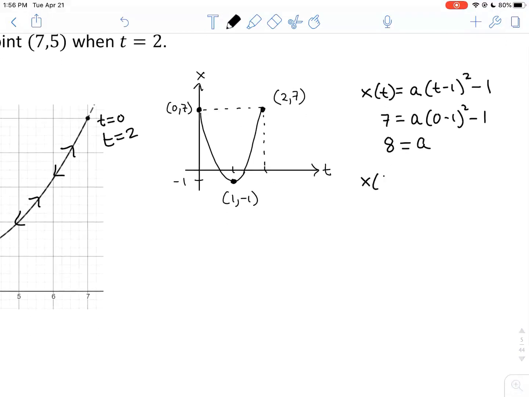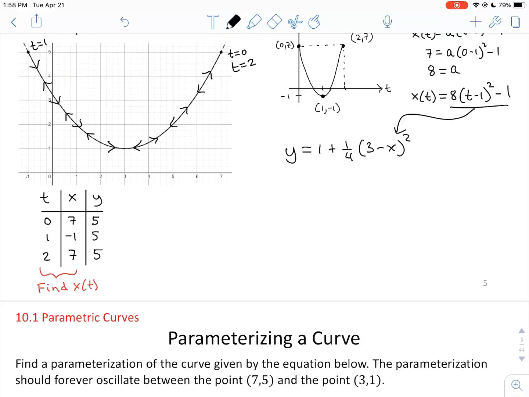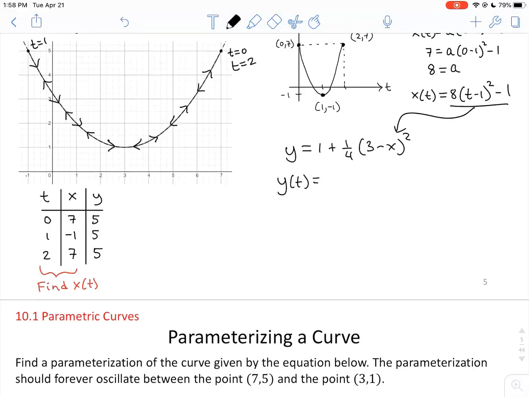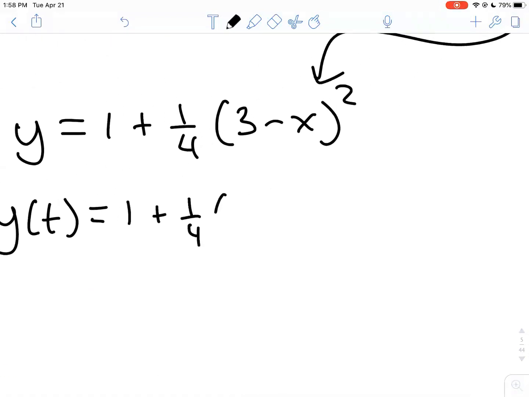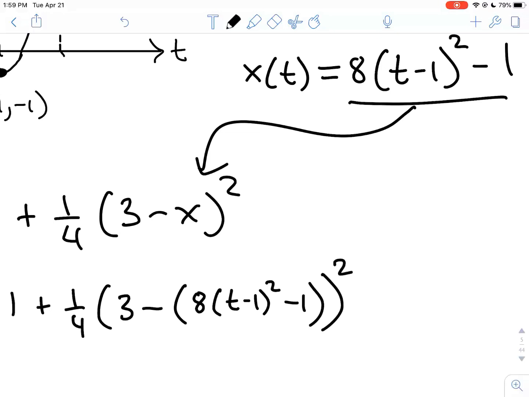So we have in the end, okay, now we have to figure out what y is going to be. Take this expression and you plug it in for that x right there. And so we get y as a function of t is equal to 1 plus a quarter times parentheses 3 minus, and then all of this goes in for x. So we've got to use some more parentheses. 8 times more parentheses, t minus 1 squared minus 1, end parentheses squared.